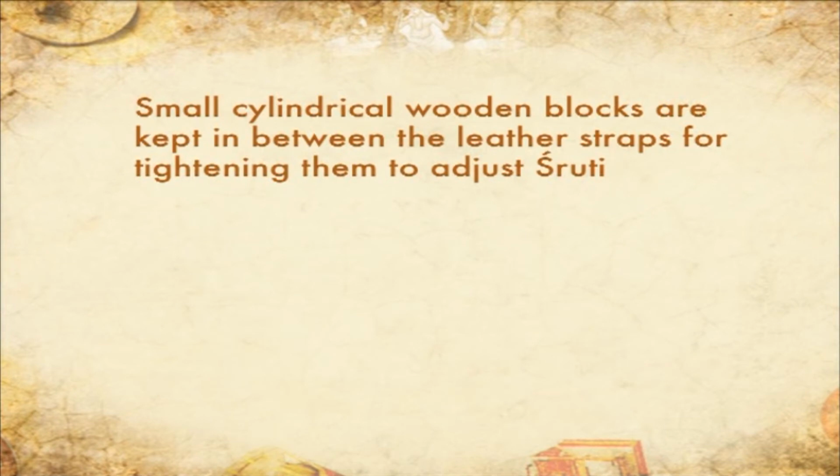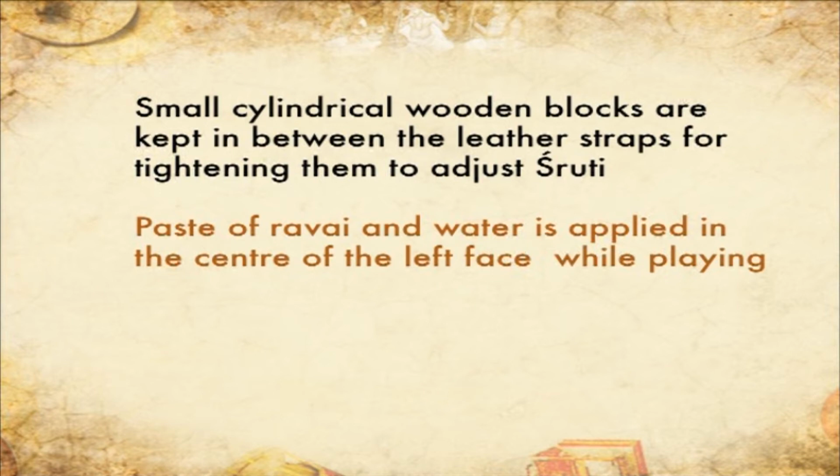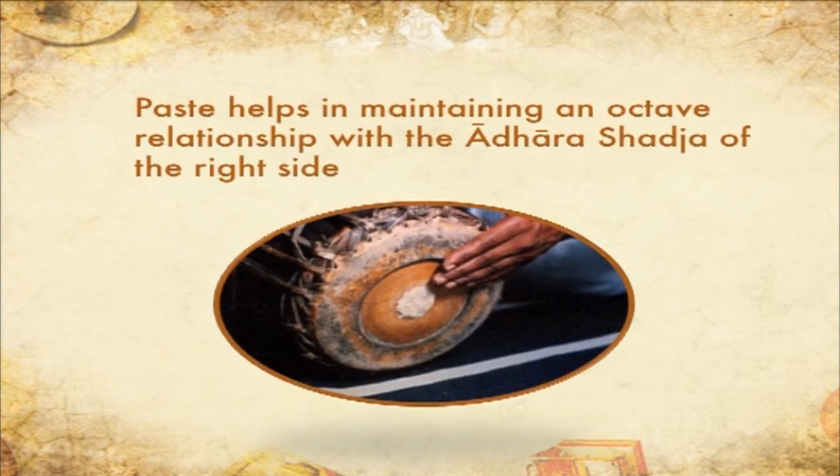Small cylindrical wooden blocks are kept in between the leather straps for tightening them to make adjustments in Shruti. A paste of rabai and water is applied in the center of the left face while playing the instrument. This paste helps in maintaining an octave relationship with the Adhara Shadja of the right side.